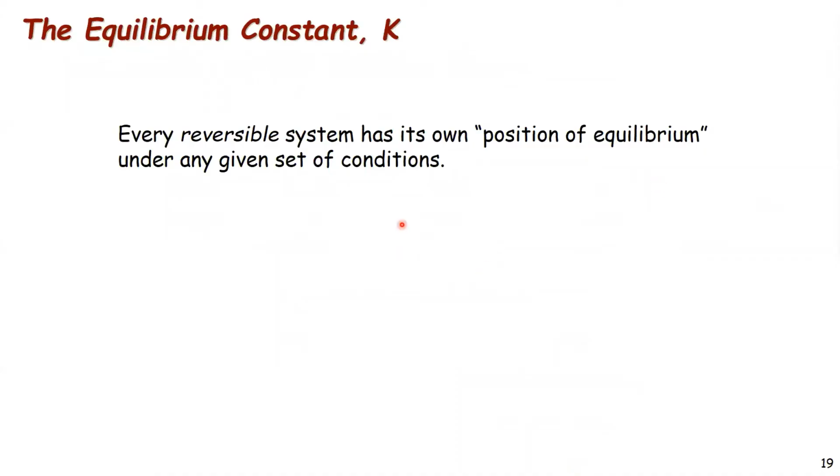Okay, now every reversible system, and reversible means equilibrium. So when we see those double arrows, we're talking about a reversible chemical reaction. Every reversible system has its own position of equilibrium under a given set of conditions.